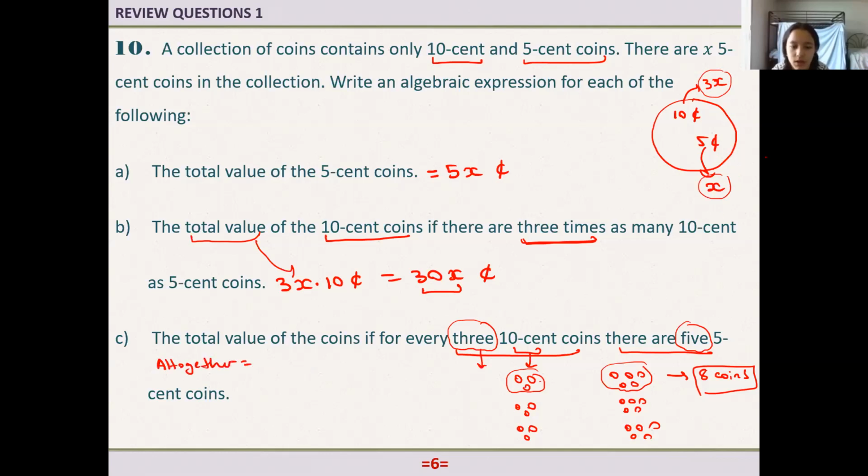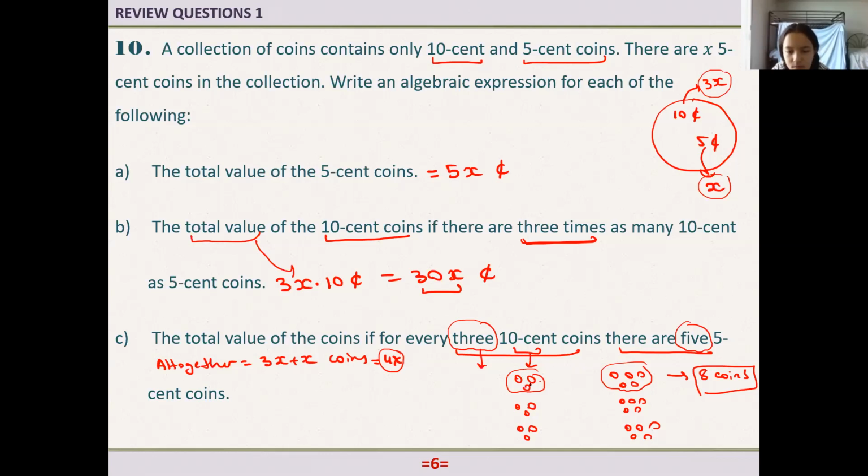We have 3x plus x coins, which is equal to 4x coins, right? Because we have 3x 10-cent coins and x 5-cent coins. Altogether, I have 4x coins in the box.